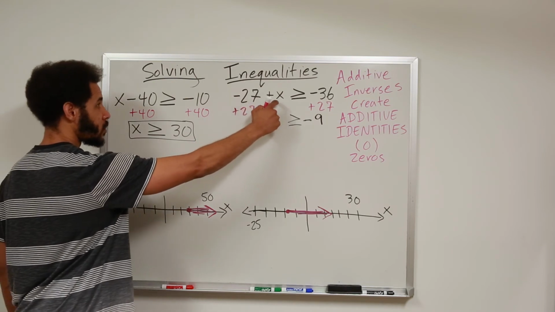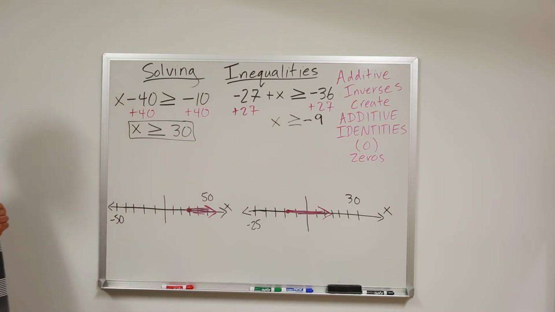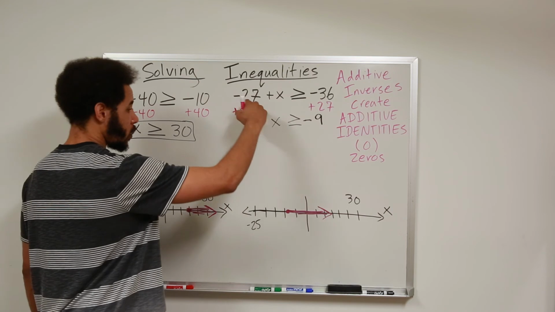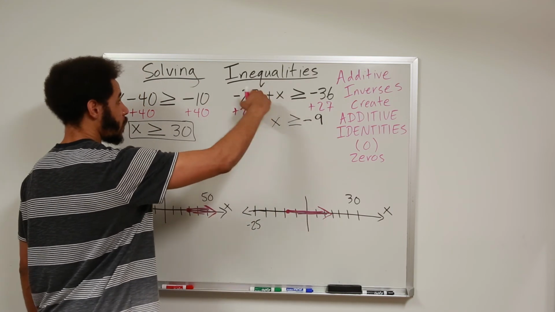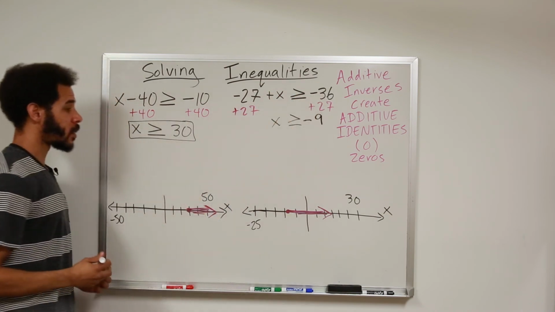So in this case, an easy number to plug in would be 0. Negative 27 plus 0, is that greater than negative 36? Yes, it is. Negative 27, say, plus, I don't know, negative 5. That will give us negative 32, which is still greater than negative 36.